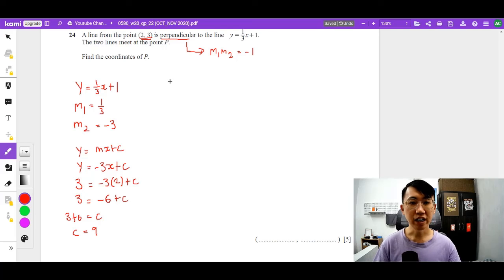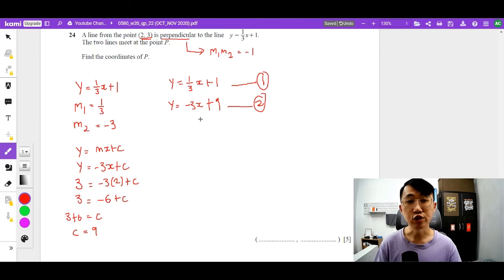Okay? Go ahead and write your first equation properly because we are going to do simultaneous equation soon. First equation. Second equation is ready, okay? We have our gradient. We have our y-intercept. So let's write y equals negative 3x plus 9. That is your second equation. Now, when you solve this pair of simultaneous equations, you will actually find the point where they meet. They call them point P. So now you can use your calculator, okay, and get the answer of your simultaneous equation.